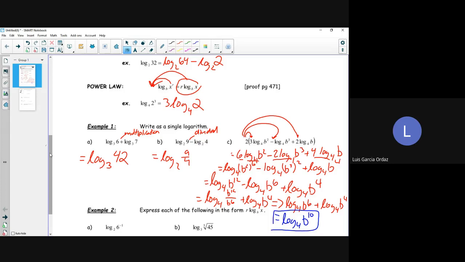Yeah, so we can start with division first, which is what we did. So b^12 over b^6. And then the last one was multiplication, so we added the exponents together.